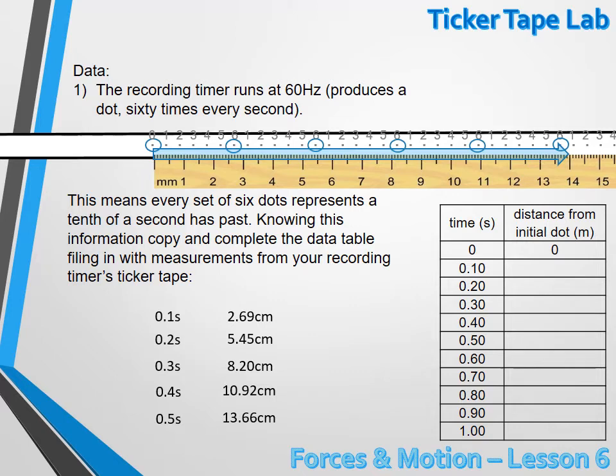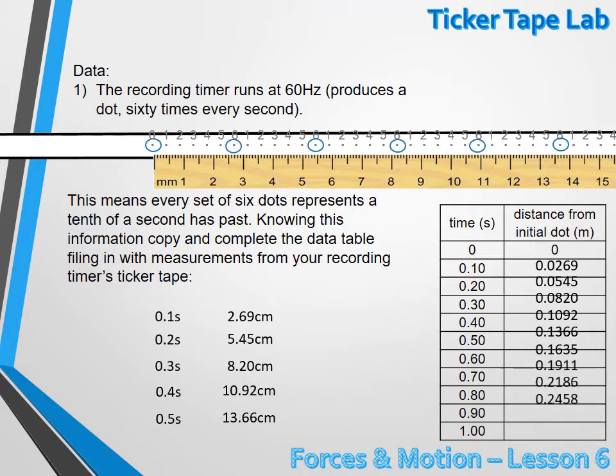Now, notice I didn't put this information directly into my data table, and that's because my data table is supposed to be in meters, and I have been measuring in centimeters. So I'm going to have to do a conversion with all these numbers. And we know that centi equals times 10 to the negative 2, so I'll make some nice fancy brackets and I'll convert. I'm just going to show you the outcome here, though. So at 0.1, I have 0.0269, 0.2, 0.0545 meters, 0.3 is 0.0820, 0.1092, and then I just filled in the rest of my data table with all my numbers.